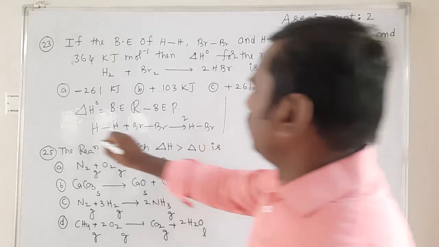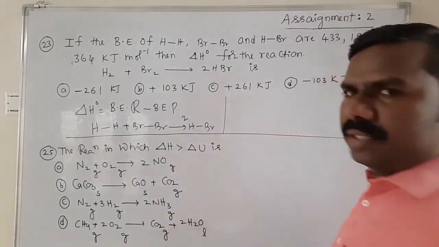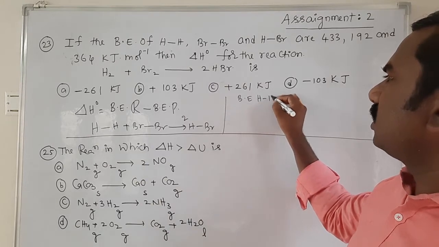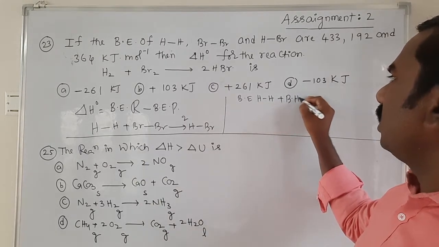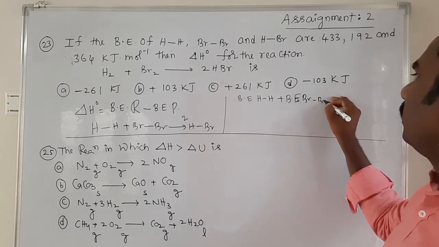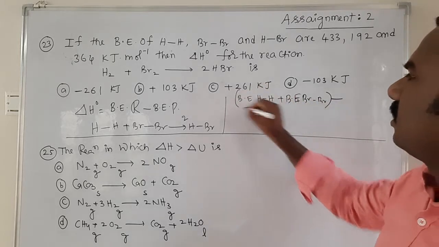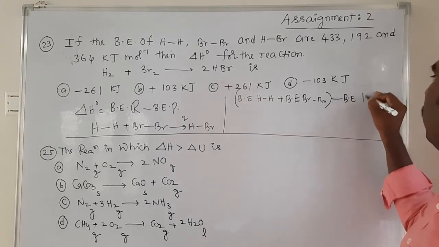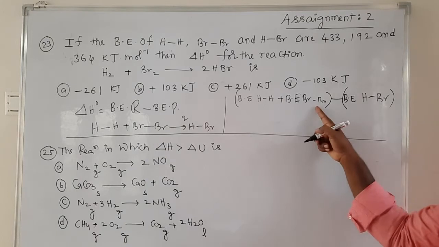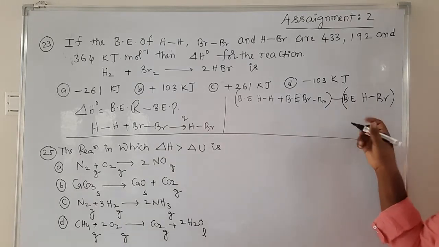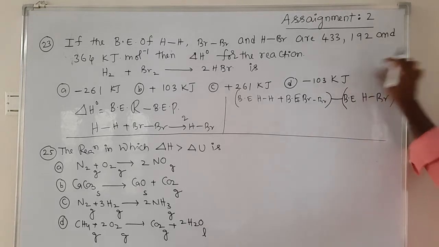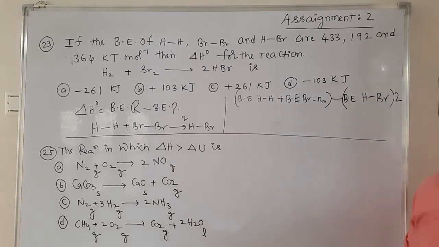Then how can you say this, students? Bond energy of H-H plus bond energy of Br-Br minus bond energy of HBr. It is the formula. Reactants minus products. 2 moles are there, that's why it should be multiplied by 2.